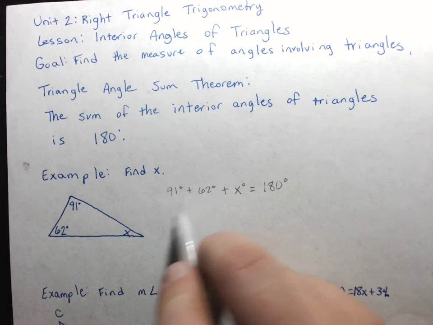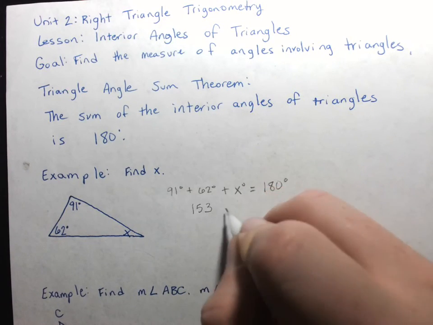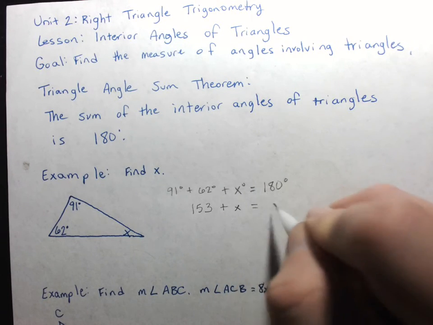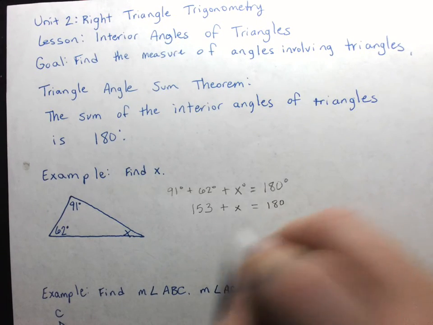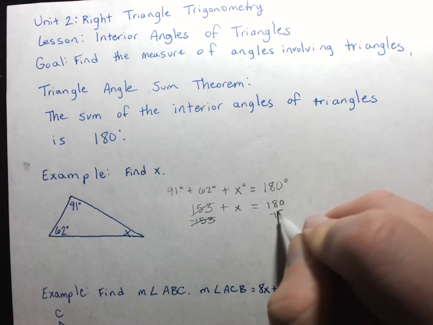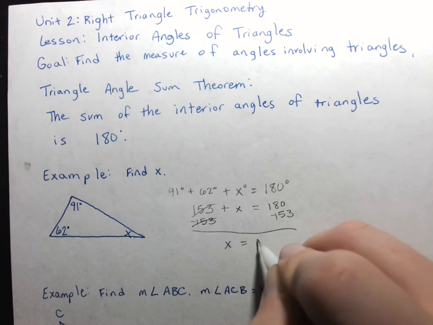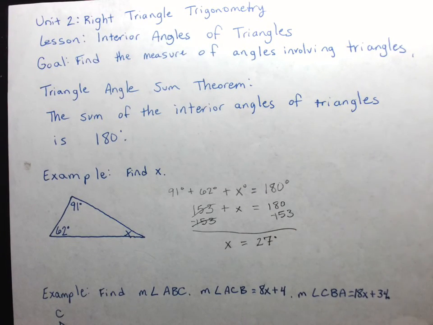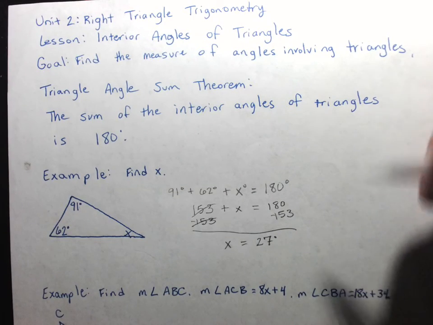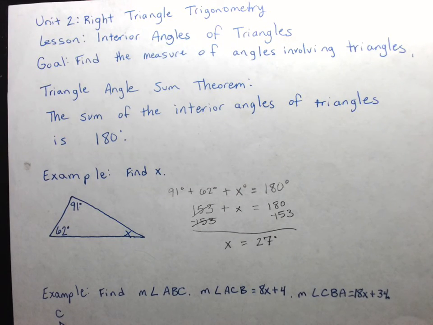So just like algebra, I can combine my like terms. Let's see, that'd be 153 plus x equals 180. Then I can subtract 153, and I would get x equals 27 degrees. So pretty simple there. You probably remember the algorithm from when you were in like 5th grade of add the two angles and subtract from 180.